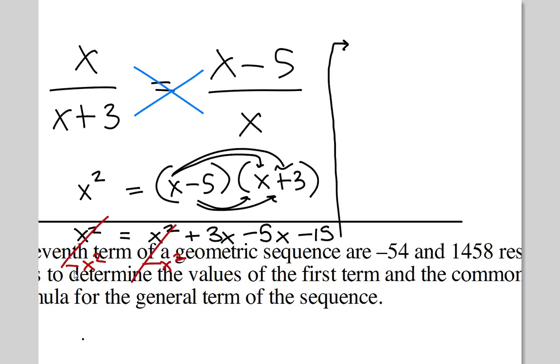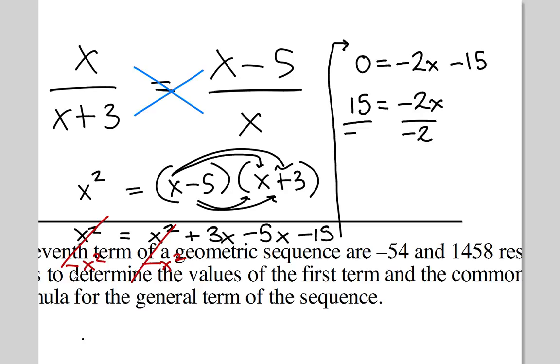They're gone now. What do you have on the left side? Nothing, so you put a 0. What do you have on the right side? 3x minus 5x is negative 2x minus 15. How to solve this? Move the 15 over here, switch the sign, divide by negative 2. Negative 7.5 equals x.